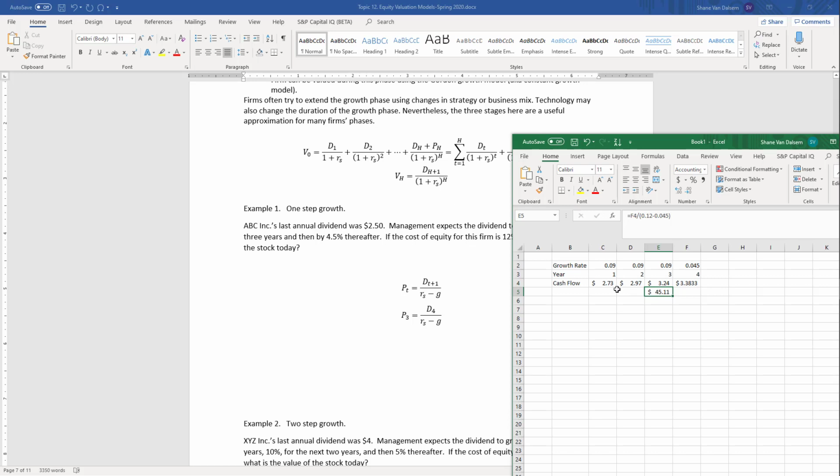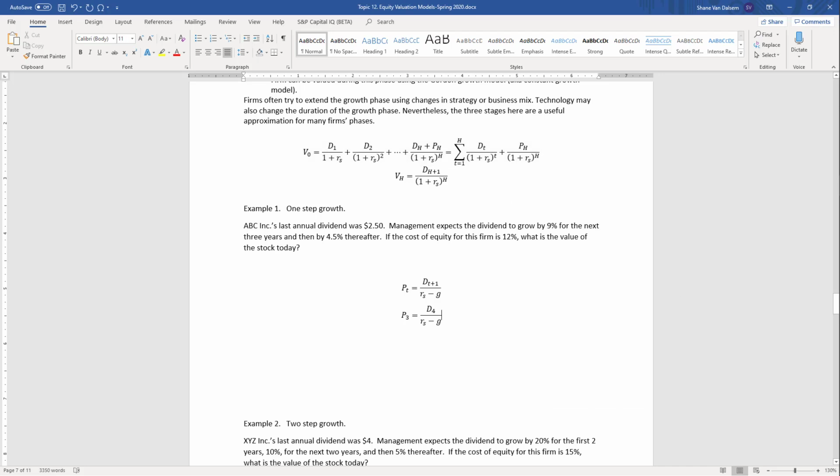Okay, and just to go back up to this equation up here, I've got my dividends. I've got dividend at time 1 of 2.73, my dividend at time 2 of 2.97, and that's all the dividends until the horizon time period. So this is our horizon time period because that's where the constant growth starts. And so our horizon value, this P sub H, is 45.11, and the D sub H is 3.24.